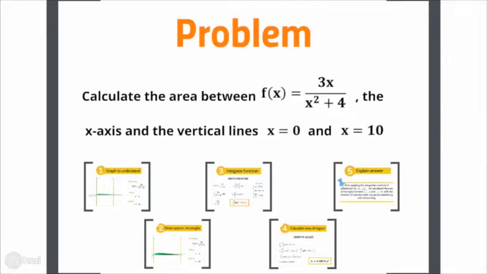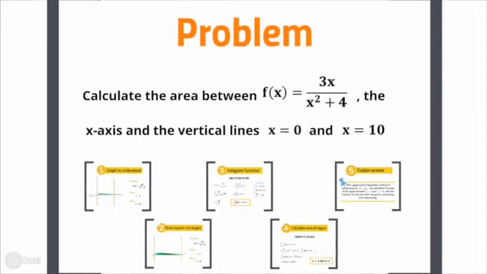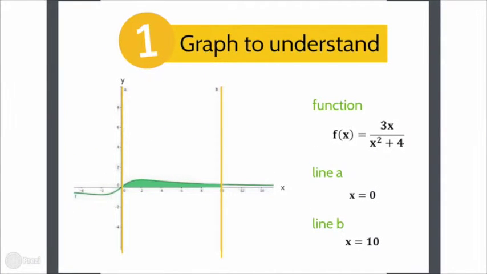Okay, so the problem is, calculate the area between f of x, the x-axis, and the vertical lines x equals 0 and x equals 10. So, how to solve this? We're gonna go in easy steps. As you can see in the graph, the original function is shown in a green color, as well as the area between x equals 0 and x equals 10, which are shown in a yellow color.